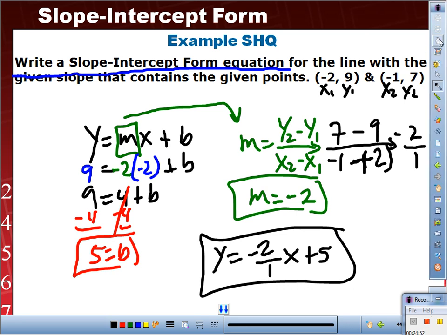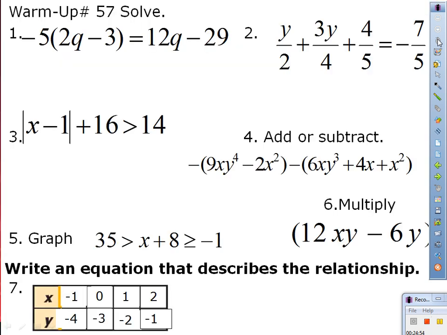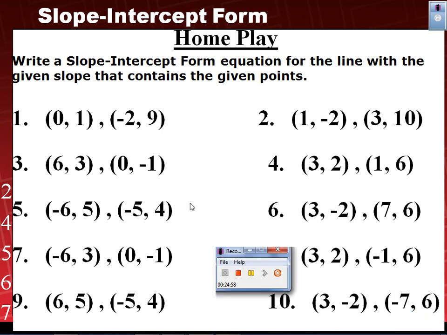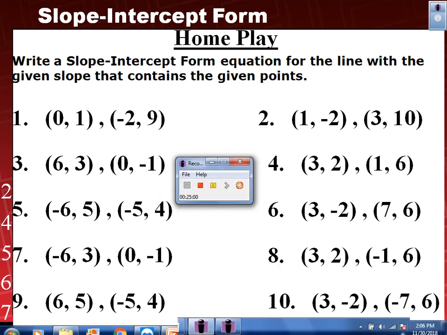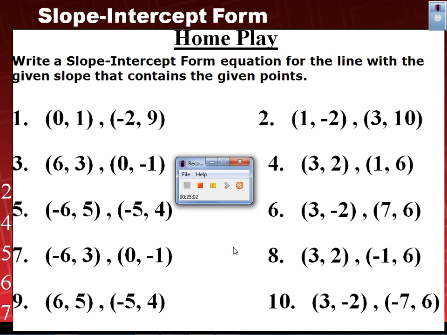Okay? So for homework, you only have 10 problems. There it is. So either copy it before you leave or go to the video on YouTube and copy it from the video. Once again, it's only 10 problems.